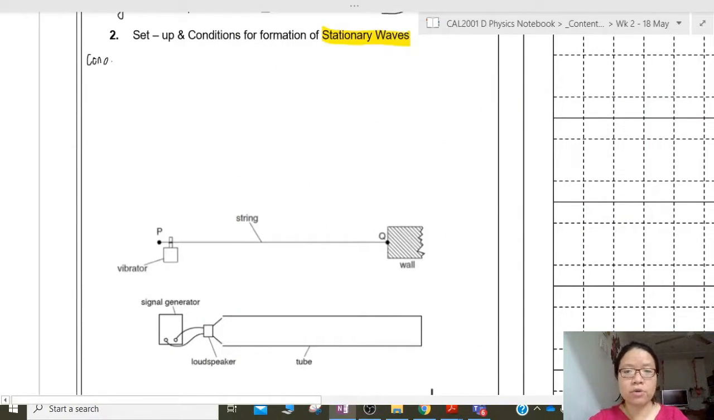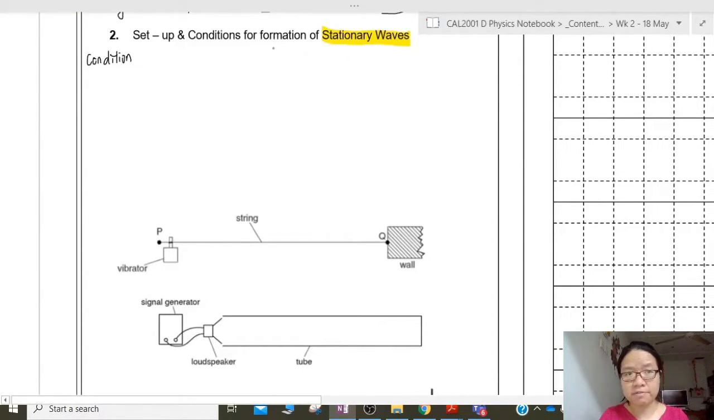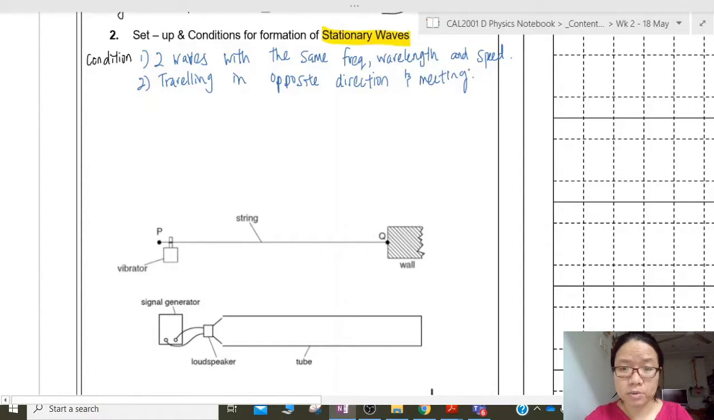So we're going to rely on the idea of superposition to set up this thing called stationary wave. So the conditions for stationary waves are 2. Number 1, obviously if there's meeting, we need 2 waves. So there are 2 waves with the same frequency, wavelength, and speed. Also the amplitude has to be the same. In other words, the waves have to be identical, and they have to be traveling in opposite directions so that they can meet. All right.